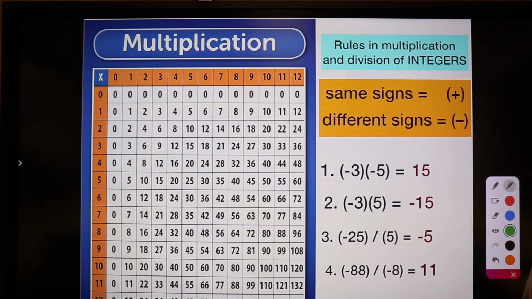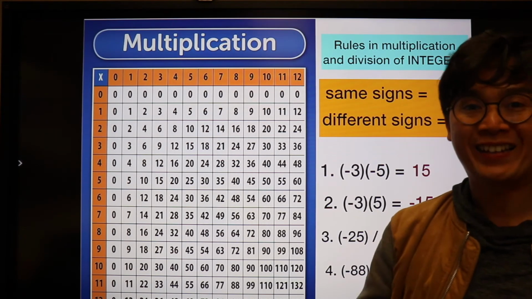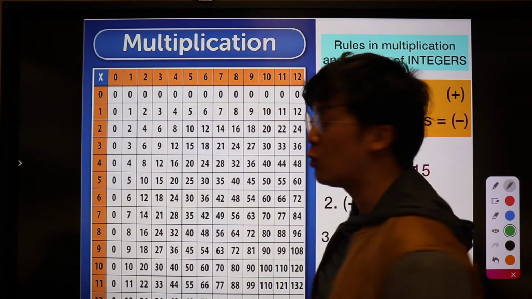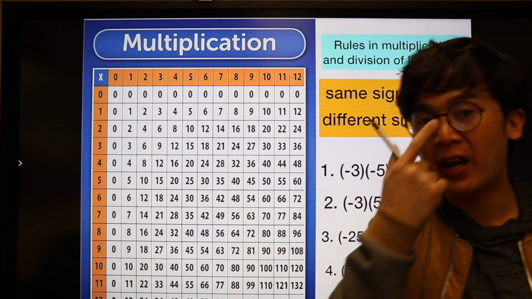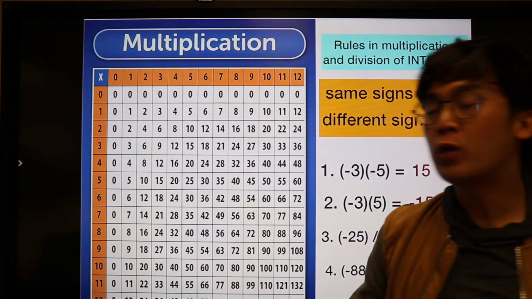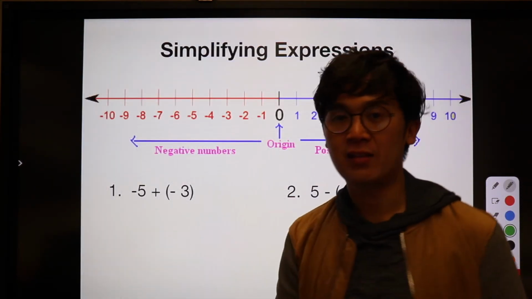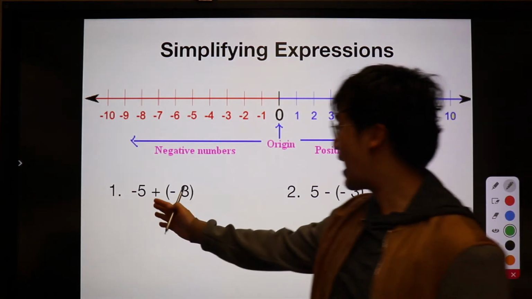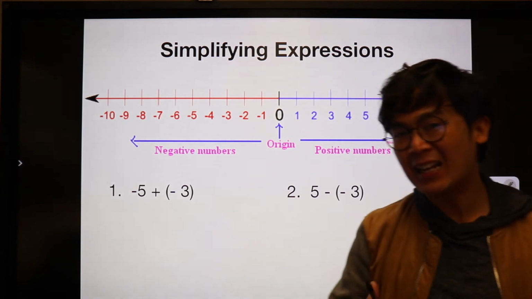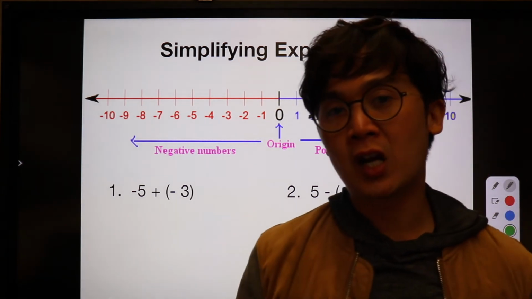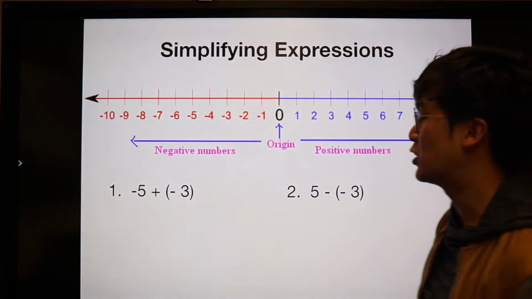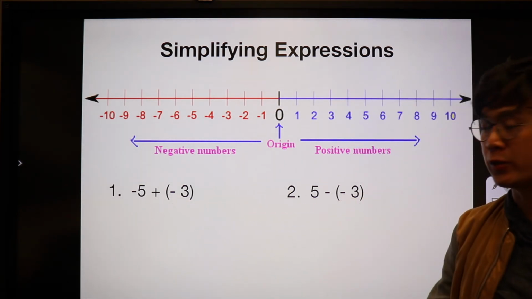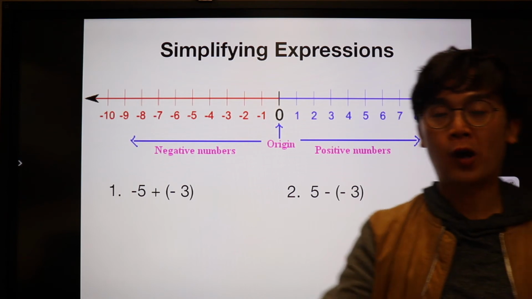Same signs is positive, different signs would be negative. Now, knowing your rule in multiplying or dividing integers would help you answer problems like this. Notice that in this particular example, we have multiple operations that can get a little bit confusing if you're not understanding how the integers work. When you see double operations like number 1 and number 2, what you need to do is to perform 2 steps.